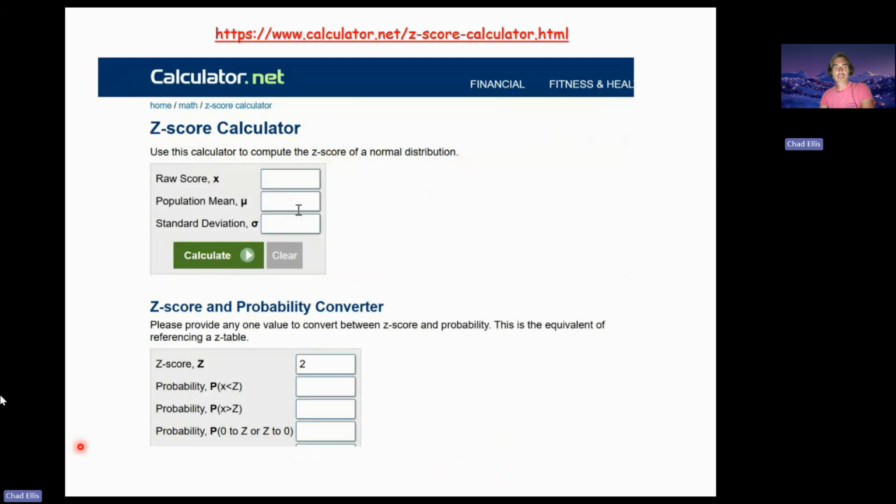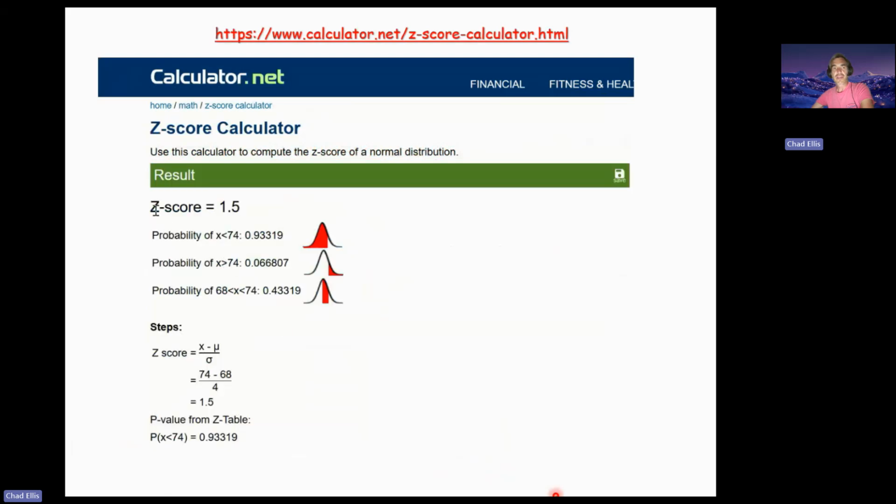So if we go into it, basically, you're going to enter the same data. There's your raw score or X. There's your population mean or mu. There's your standard deviation sigma. So for our case, our population mean is equal to 68 inches, but don't enter the units. Standard deviation of 4. And our raw score that we're interested in is 74. Hit calculate. And you can see that it calculates our Z-score of 1.5.